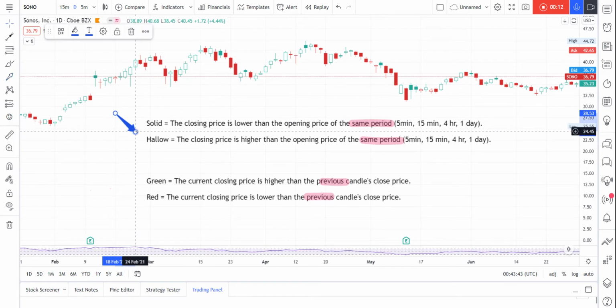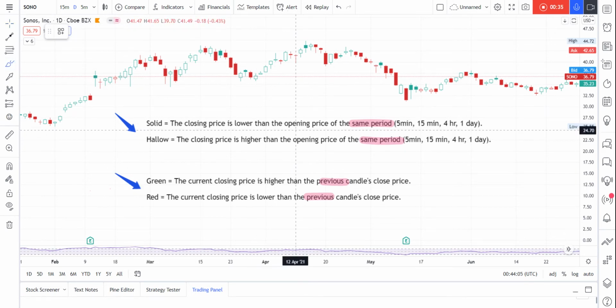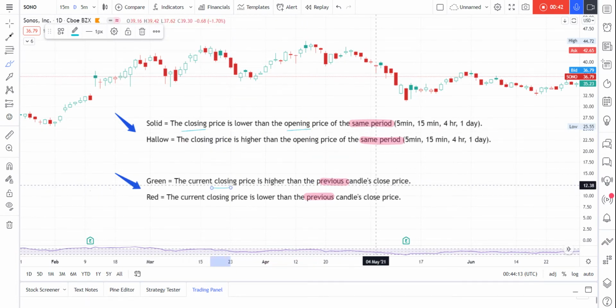I put this in two different categories. We have solid and hollow, and green and red, the color. The difference between these two is about the same period or previous period. So, what do I mean by that? Another difference is about comparing closing price and opening price, and closing price and closing price. So, let me go over it.